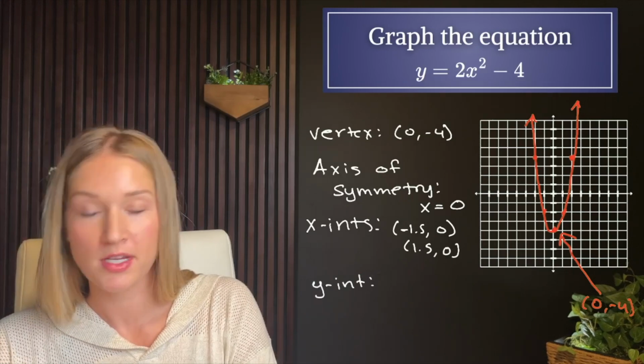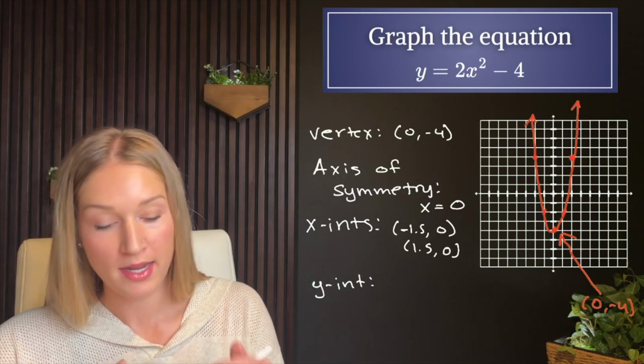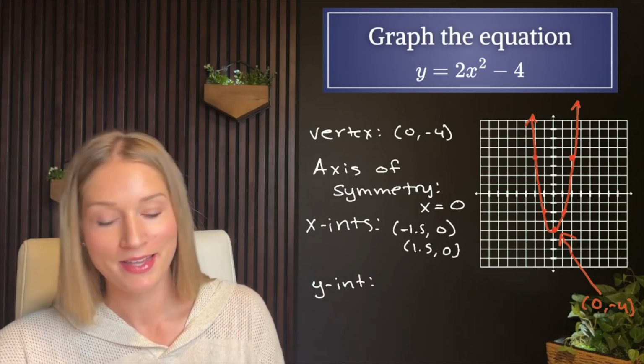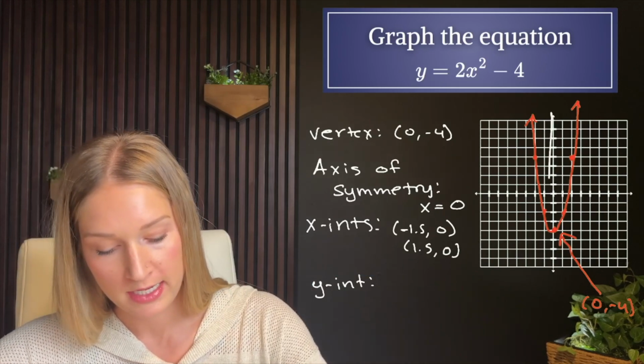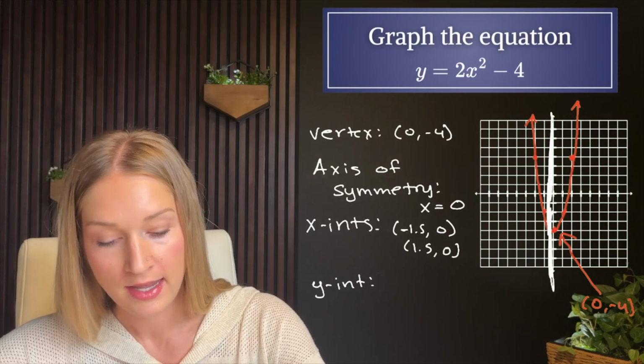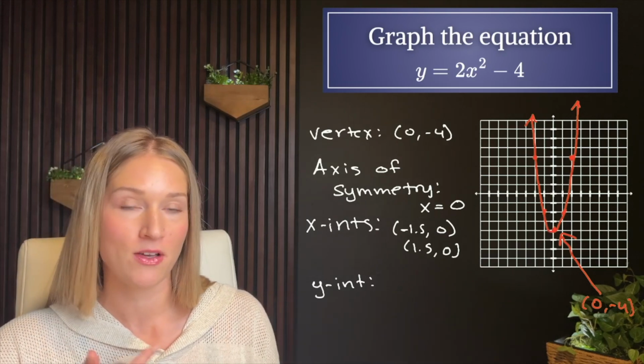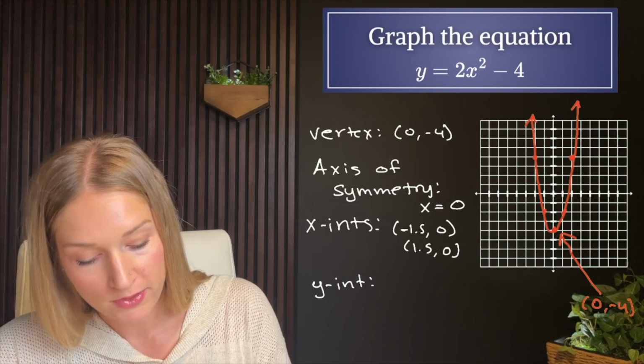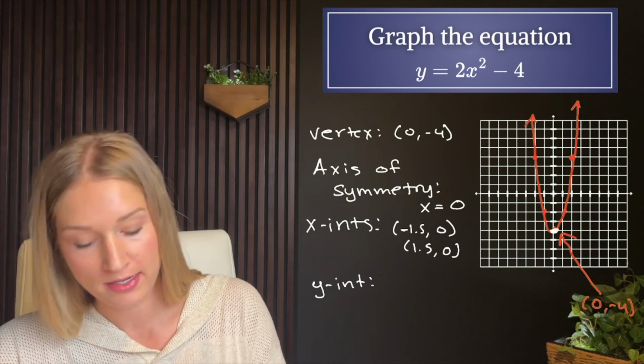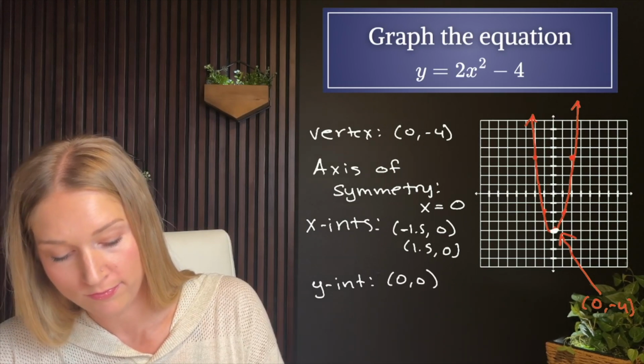Now the last thing we'll talk about are my y-intercepts. My y-intercepts are where we hit the y-axis. So I'm looking at where do we hit this line. And again, that just so happens to be also at the vertex. So my vertex here is also my y-intercept at 0, 0.